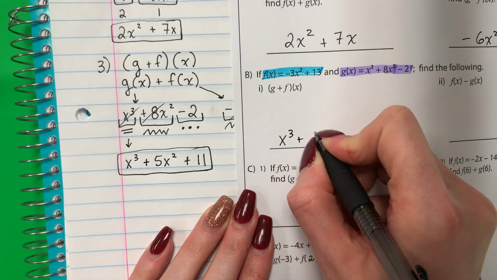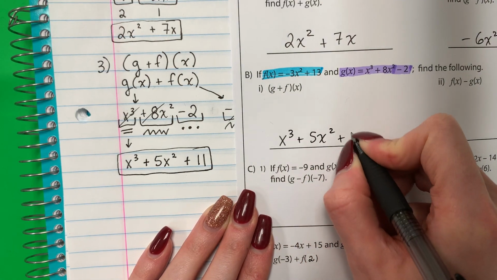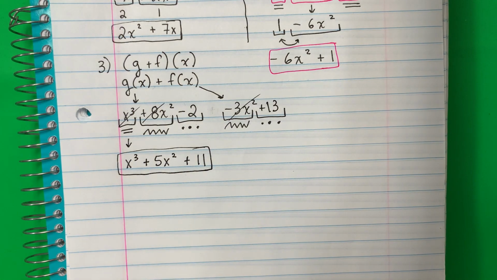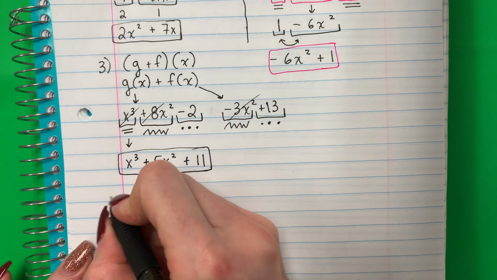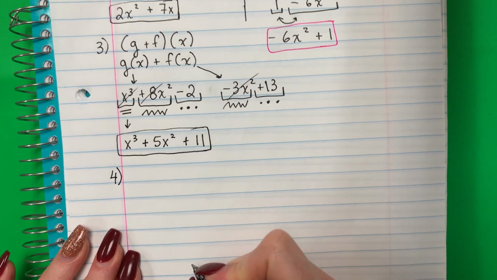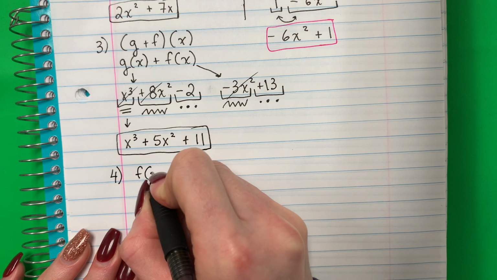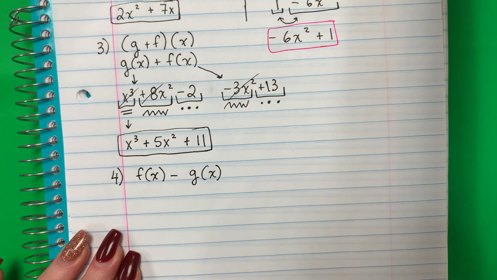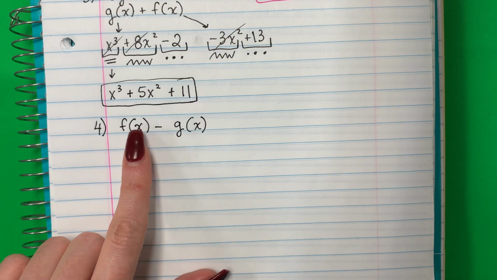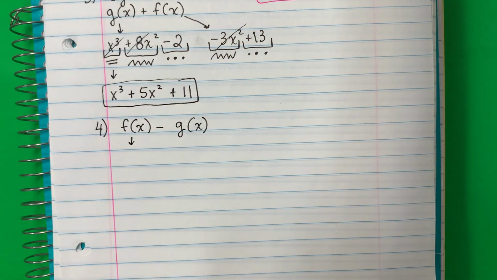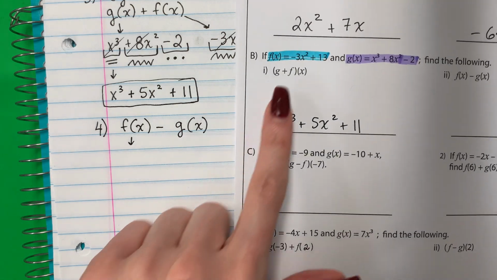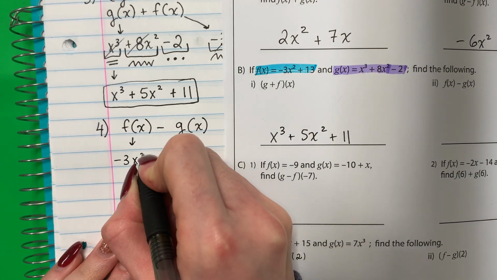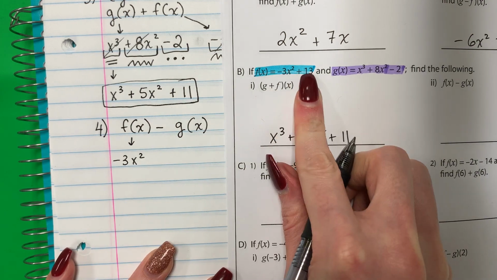X cubed plus 5x squared plus 11. Okay, now we are going to go ahead and do question 4. Question 4 is f of x minus g of x. So let's go ahead and start with f. What is our f? It's right over here. Negative 3x squared plus 13.